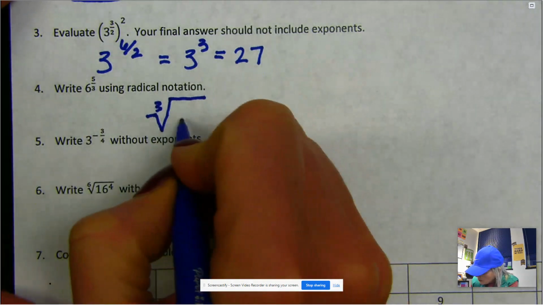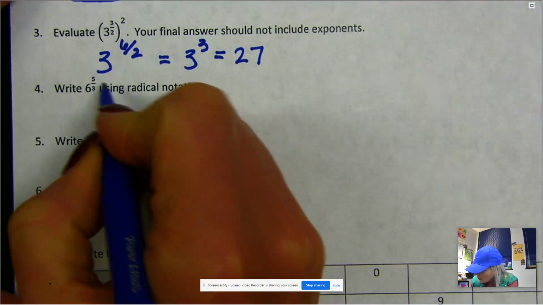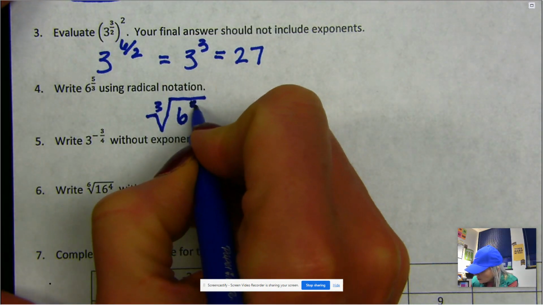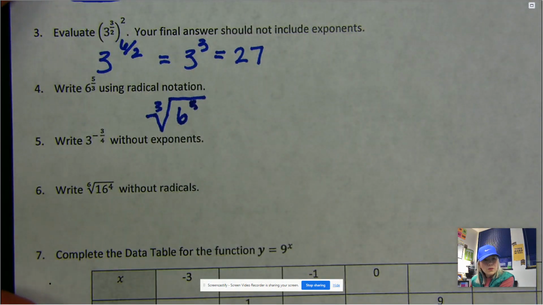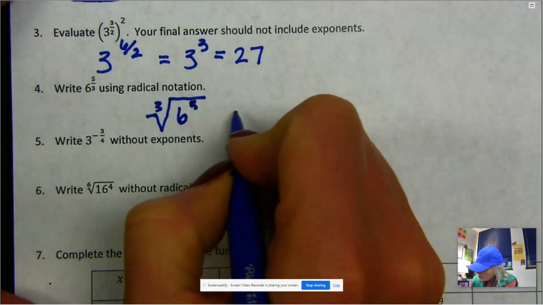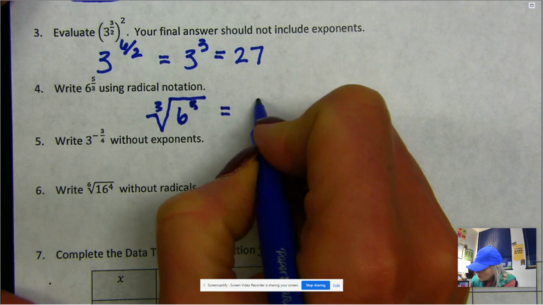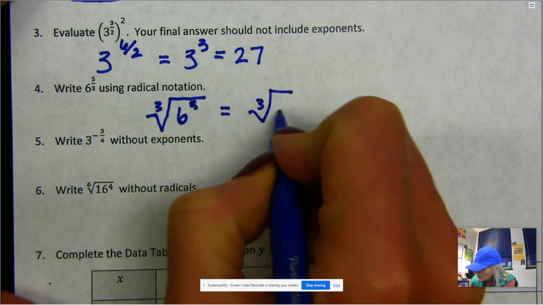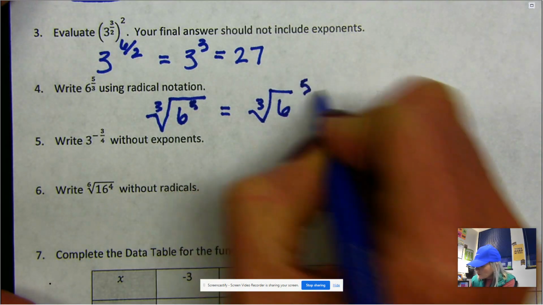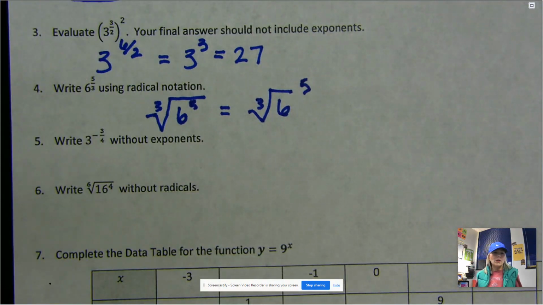6 remains the base, so it goes underneath. And then 5 is the exponent. So that's one way you could write it. Or you could also say the cubed root of 6 and then raised to the 5th, the whole thing. So that exponent of 5 could be under the root or out of the root.